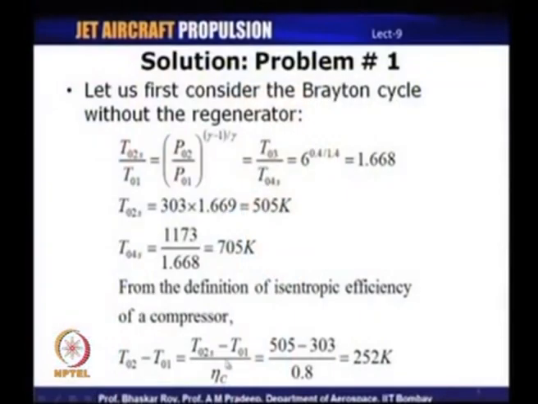Now, we know that eta C, which is the isentropic efficiency of a compressor, should be equal to (T02S minus T01) divided by (T02 minus T01), or T02 minus T01 is equal to (T02S minus T01) divided by efficiency. We have both these temperatures with us, which is (505 minus 303) divided by 0.8, the efficiency of the compressor. So, this temperature difference comes out to be 252 Kelvin.